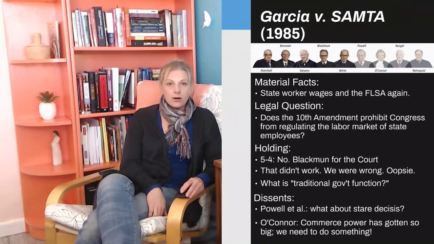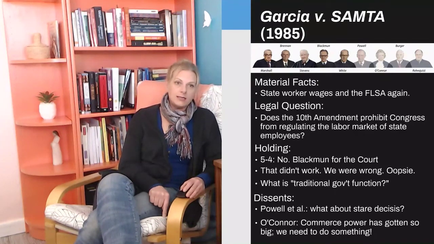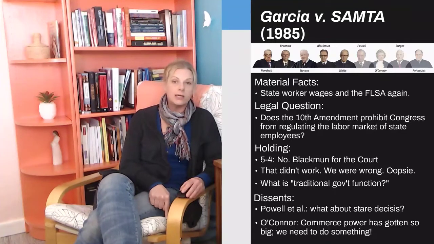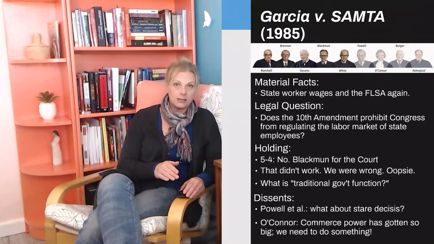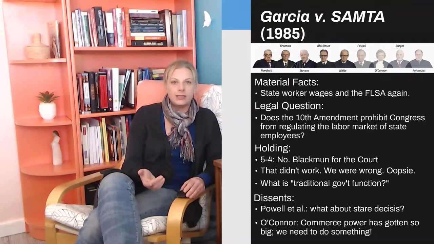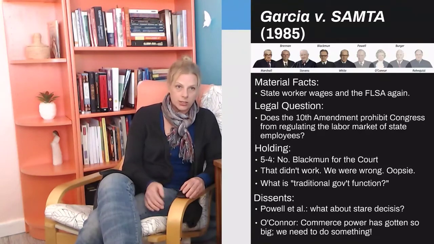And O'Connor also writes a dissenting opinion, and she focuses on this point that even if this isn't something that is really specified in the Constitution, the commerce power of the federal government has expanded so much that the founders wouldn't even recognize it, and so we had to do something to return the balance and return some semblance of this federal structure.